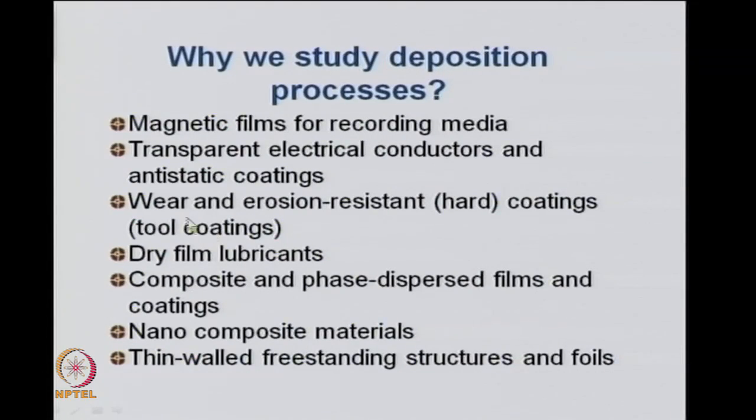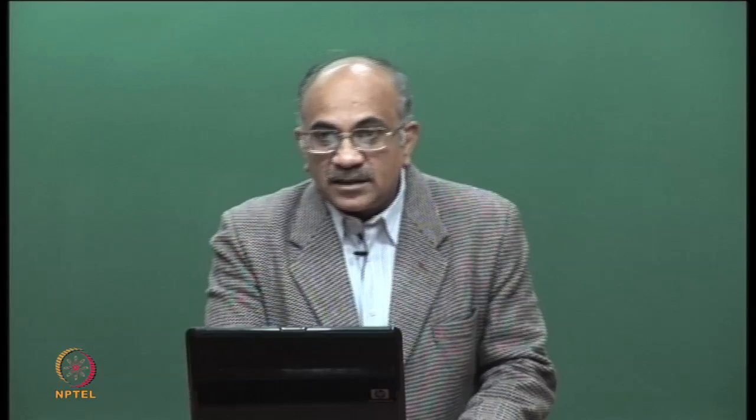You can make, as we discussed, wear and erosion resistant hard coatings on tools. So, the tools which are used for heavy duty work, they do not get worn off. You can make coatings of certain materials on top of those tools. Then you can make films which can act as lubricants. These are called dry film lubricants. Then many other composite films, nanocomposite films can be made, and thin walled freestanding structures and foils which are to be used elsewhere, which are very thin, can be made by the CVD technique.